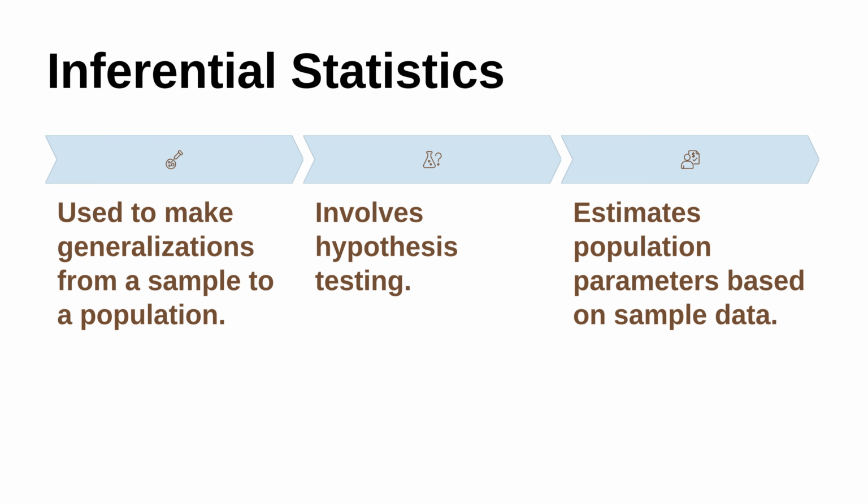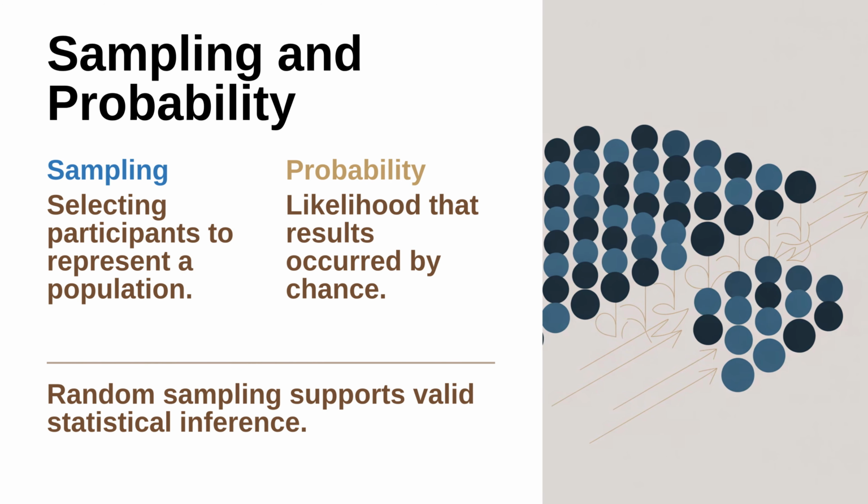We also estimate population parameters based on sample data, like predicting the average blood pressure of Filipino adults using a sample of patients. This process depends heavily on sampling and probability. Sampling means selecting participants who represent a population. A good sample reflects the larger group accurately.